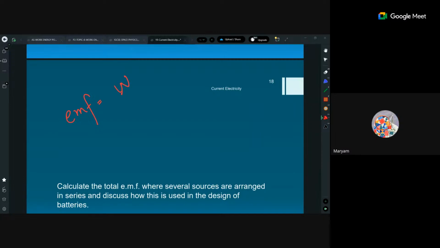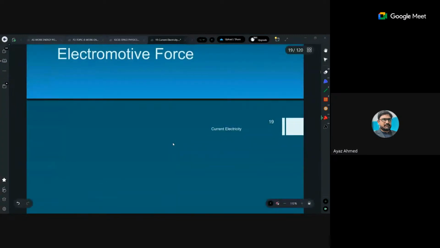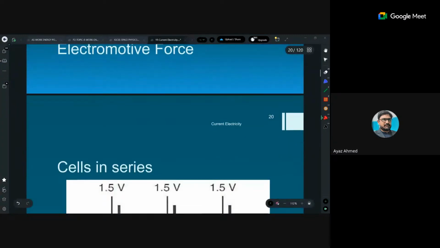Is there a difference between voltage or potential difference and EMF? I will tell you. Just after two more slides, you would be able to handle that. Let me clear EMF first and then move ahead, then we will do it.